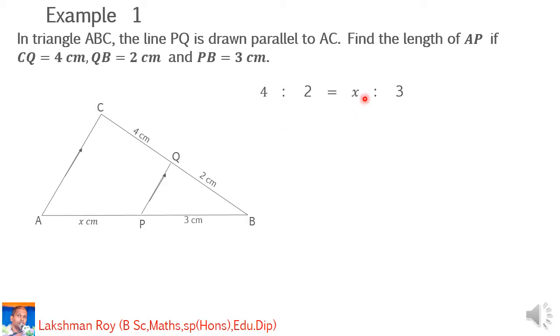Now to find x, students, we can represent this in fractional form. What is the fractional form? 4 in the numerator, 2 in the denominator, then x in the numerator, 3 in the denominator. Fraction equals fraction, that means we have to cross multiply. That means 2 multiplied by x is 2x, and 4 multiplied by 3 is 12. Then you divide by 2, and you get x is 6. x means the length of side AP, so that is 6 centimeters. So it is easy to apply the theorem.